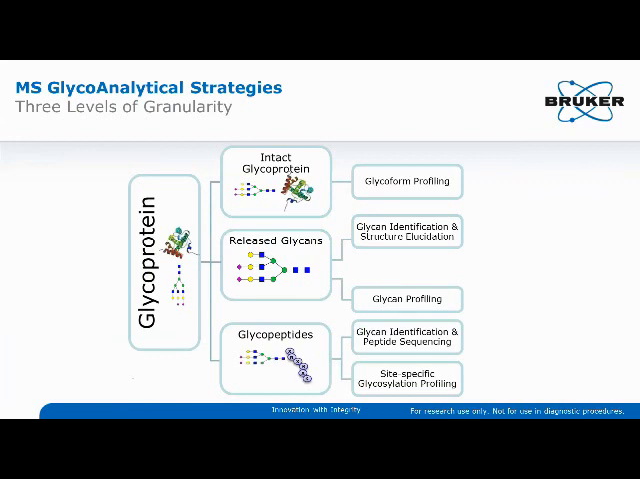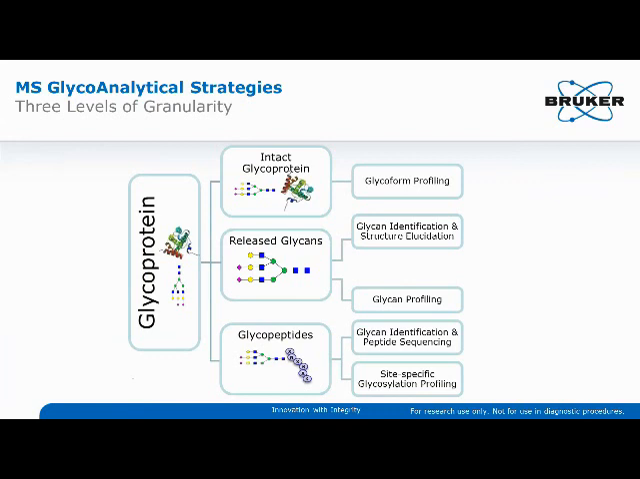But then we can also release the glycans, just knock them off the protein backbone, and then in solution make identification and structure elucidation. We can do profiles: what types, what are the ranges of glycan species at each amino acid, what's the distribution and the like.